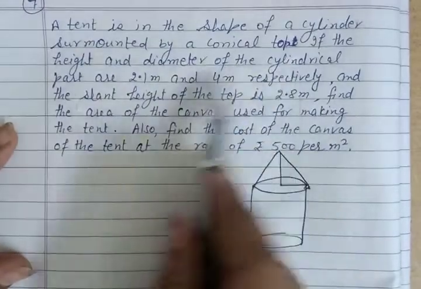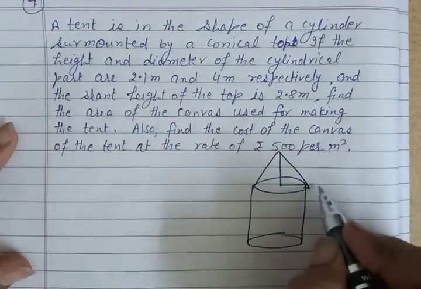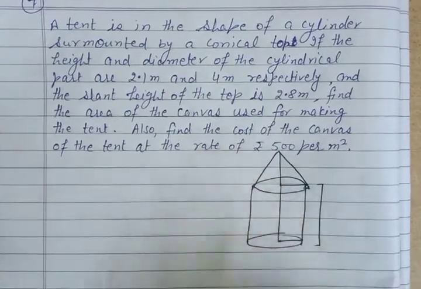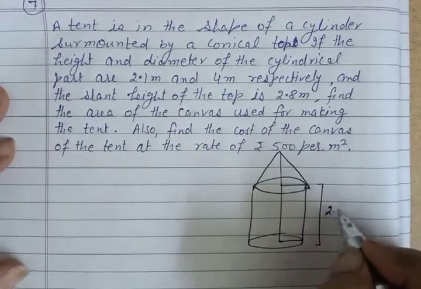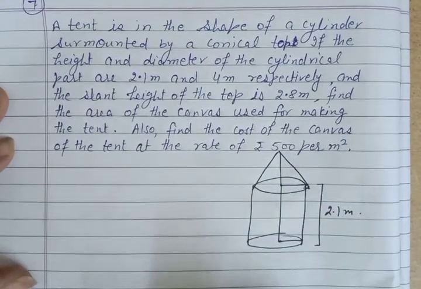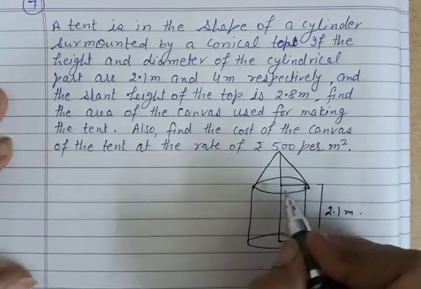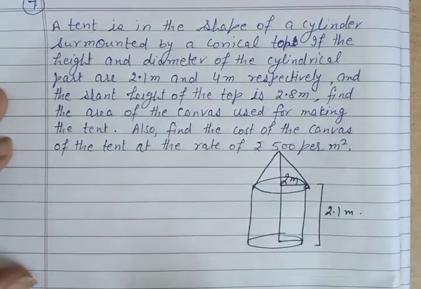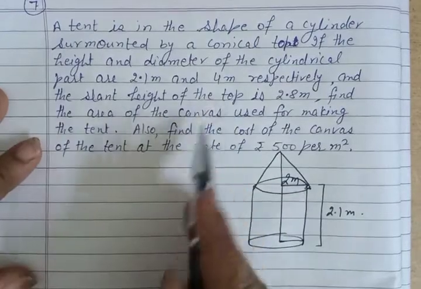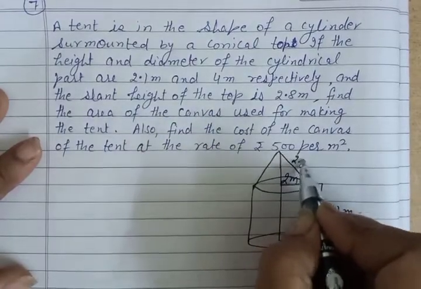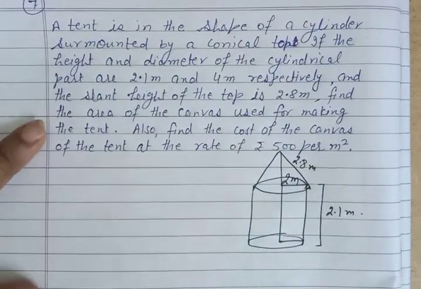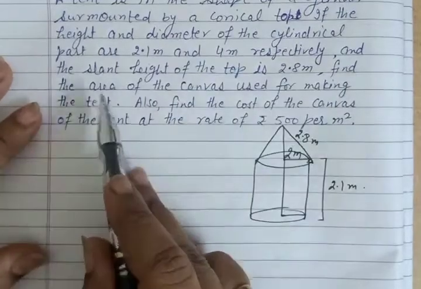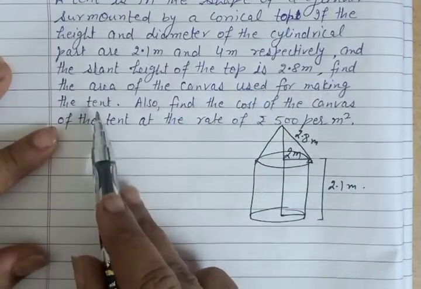If the height and diameter of the cylindrical part are 2.1 meters and 4 meters, so height of the cylinder is 2.1 meters and diameter is 4 meters. It means radius is 2 meters. And the slant height of the top is 2.8 meters. If you write this in the figure, it will be easy to understand the question. Find the area of the canvas used for making the tent.